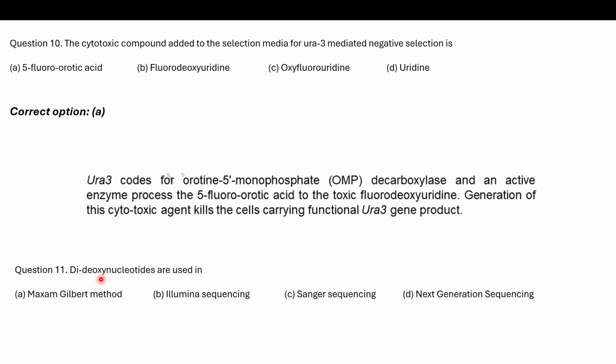Now, we just talked about Sanger sequencing. Dideoxynucleotides are used in which kind of sequencing? I mean, I told the answer already. So it's option C, Sanger sequencing. Okay.